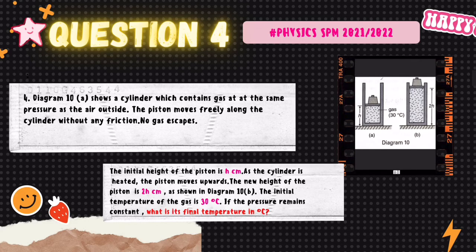As the cylinder is heated, the piston moves upwards. The new height of the piston is 2h centimeters, as shown in diagram 10B. The initial temperature of the gas is 30 degrees Celsius. If the pressure remains constant, what is its final temperature in degrees Celsius?